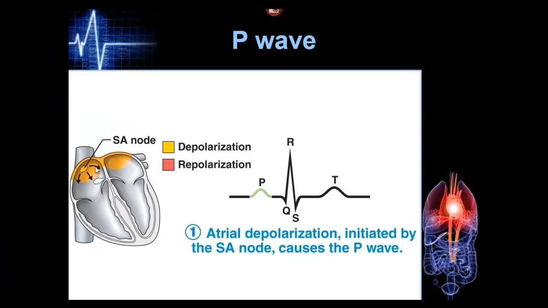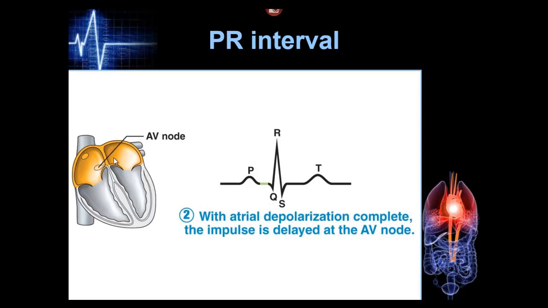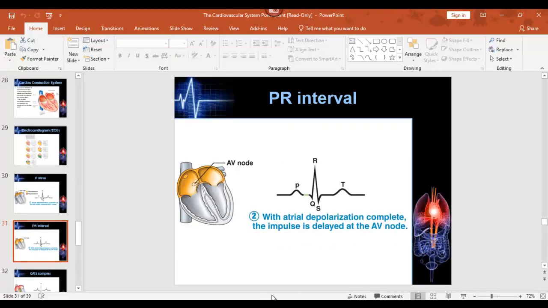In fact, see that picture? It's actually showing the SA node firing a signal which is causing the atria to contract, which generates electricity, and it shows up as a little P wave there. Next part, and well, there it is. Okay, so I'll go through this in a second.